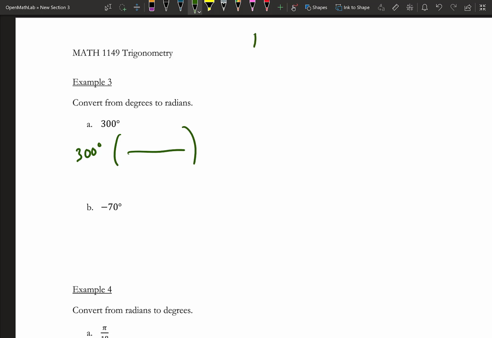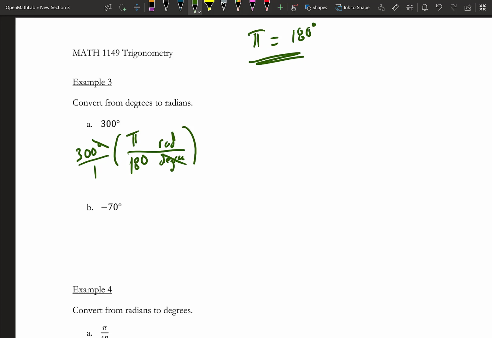So remember that we know that pi equals 180 degrees, right? So if I want the degrees to cancel, and if I want to convert into radians, I want radians on the top and degrees on the bottom, right? So that way the degrees cancel out. So I just need to fill in this statement. So we'd have pi radians equals 180 degrees. So, the degrees will cancel.